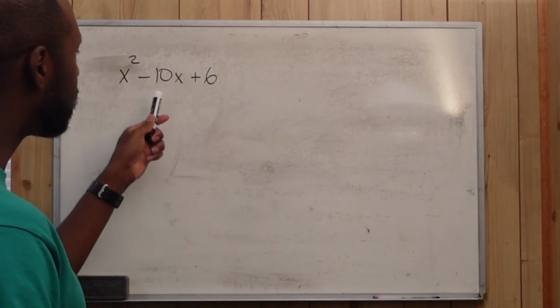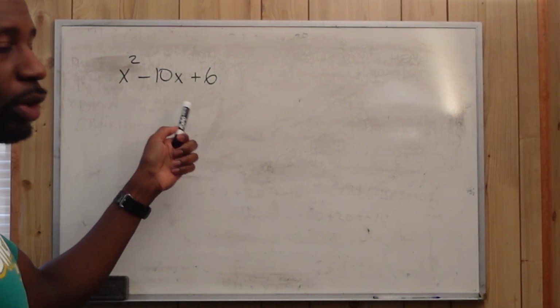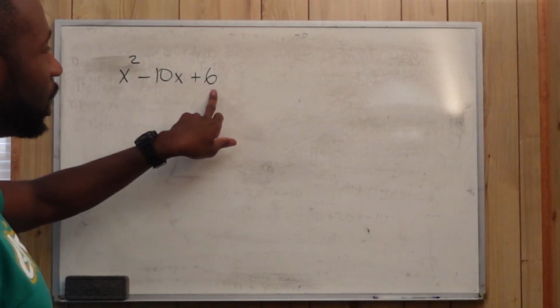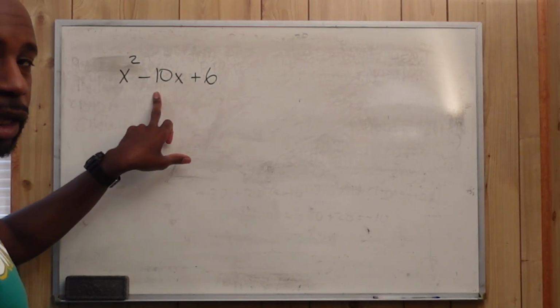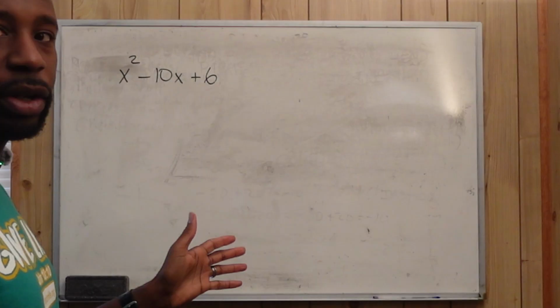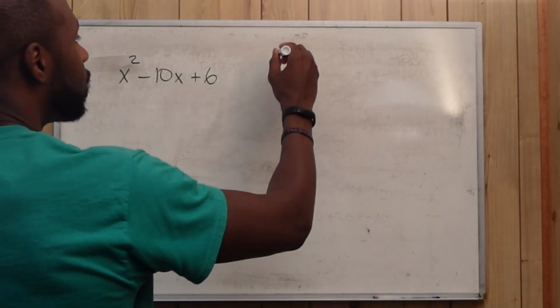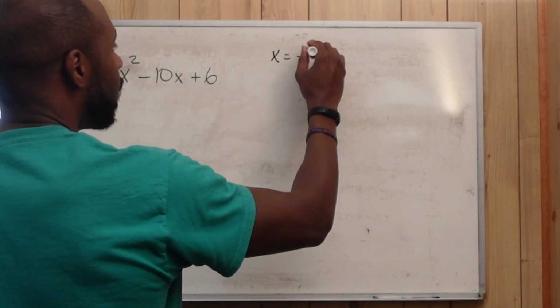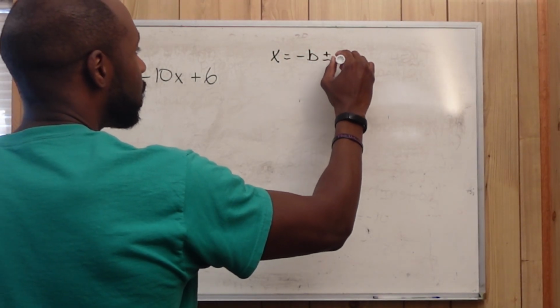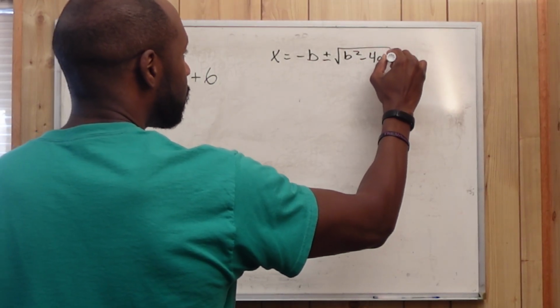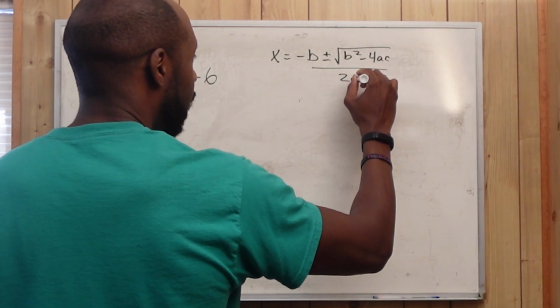Now, typically what happens is we would try to see if we could factor this into two binomials. What times what is 6 that'll add to give you negative 10? But we can't really figure that out this way. So we're going to use the quadratic formula, which is x equals negative b plus or minus the square root of b squared minus 4ac over 2a.